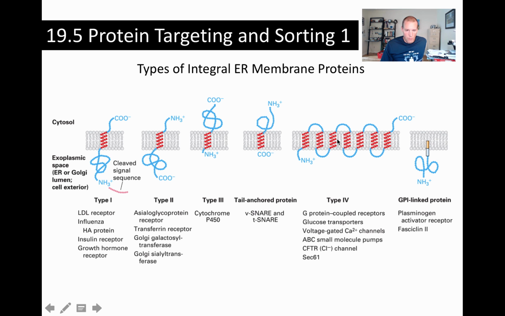And so 1, 2, 3, 4, 5, 6, 7, this would be something like a G protein coupled receptor involved in cell signaling. And so the translocation process to get these hydrophobic regions into the membrane, you can imagine, becomes quite complicated. So we're not going to look at this. We'll focus on the type 1, type 2, and type 3 insertions.